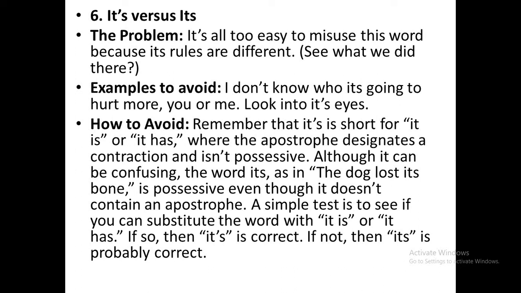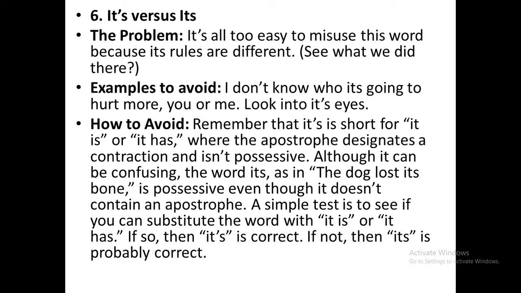Remember that it's is short for it is or it has, where the apostrophe designates a contraction and isn't possessive. Although it can be confusing, the word its, as in the dog lost its bone, is possessive even though it doesn't contain an apostrophe. A simple test is to see if you can substitute the word with it is or it has. If so, then it's is correct. If not, then its is probably correct.